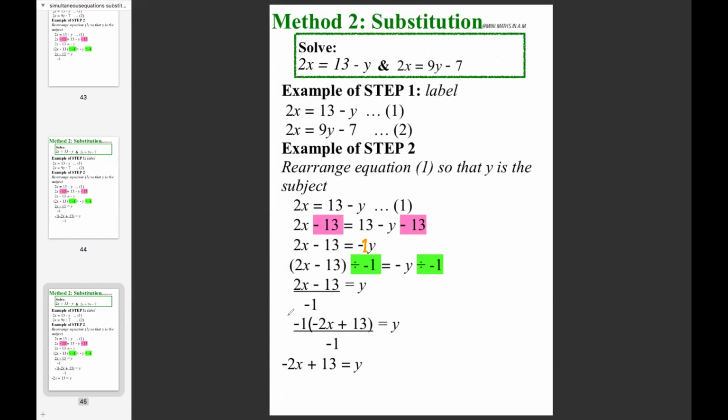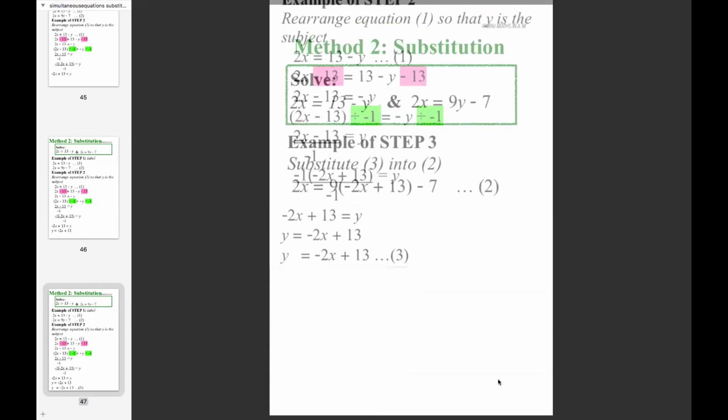And let's draw that on. So these -1s can cancel. So then we're just left with -2x plus 13 equals y. Okay, so then y equals -2x plus 13 is this written out just with the y on the left, which I think is a nicer way to write things out. And then we just label that equation 3.